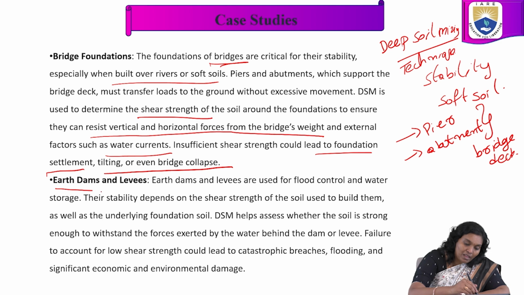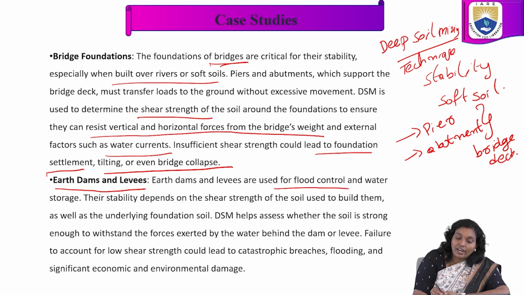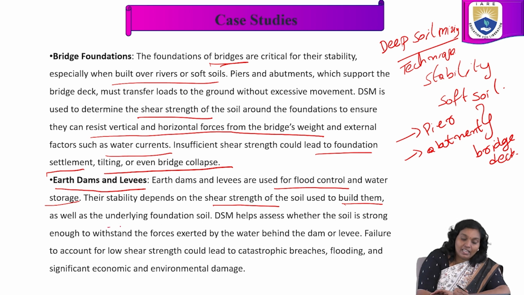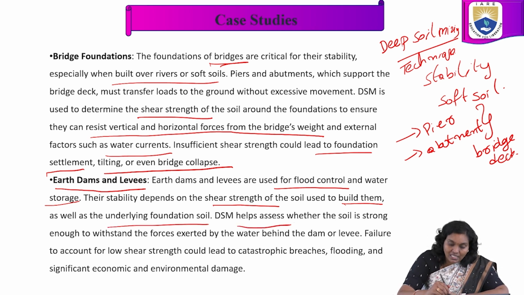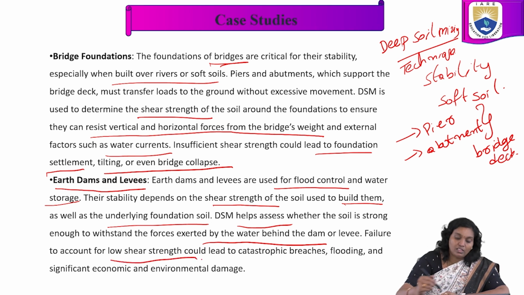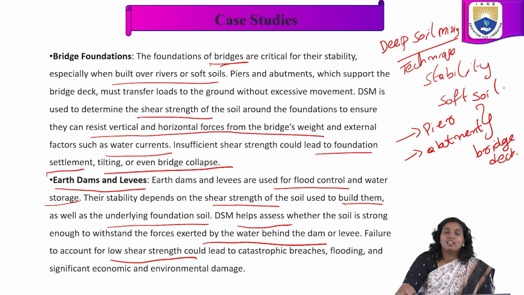Moving to earth dams or levees. Earth dams are used for flood control and water storage. Their stability depends upon the shear strength of the soil used to build them, as well as the underlying foundation soil. Deep soil mixing helps assess whether the soil is strong enough to withstand the forces exerted by the water behind the dam. Failure due to low shear strength could lead to flooding and significant economic and environmental damage.